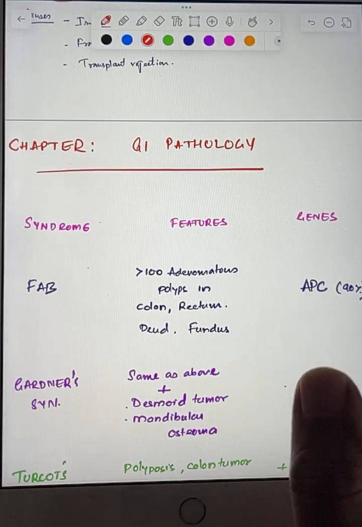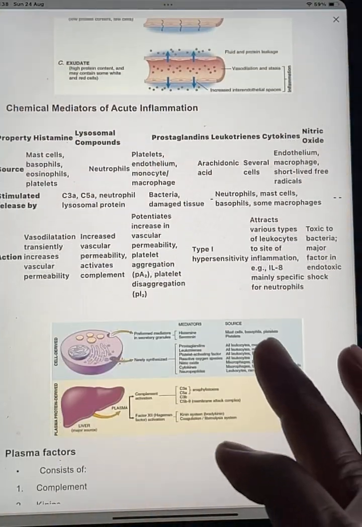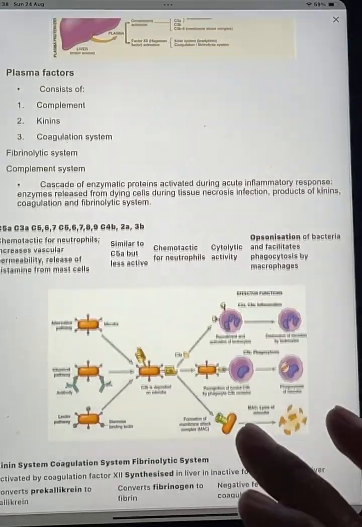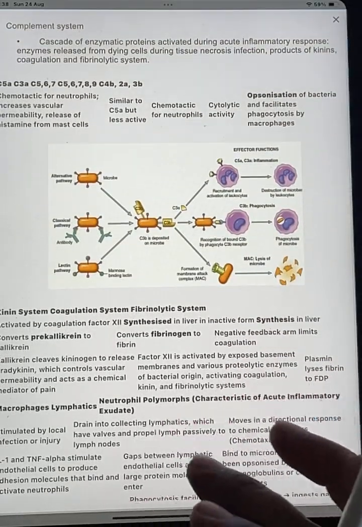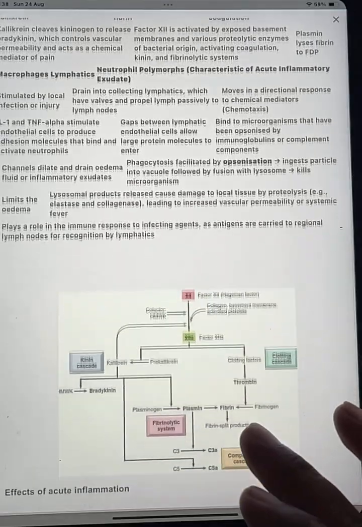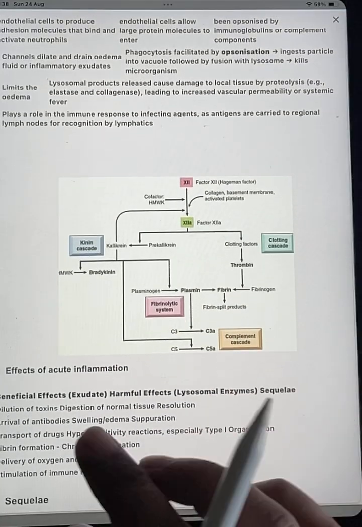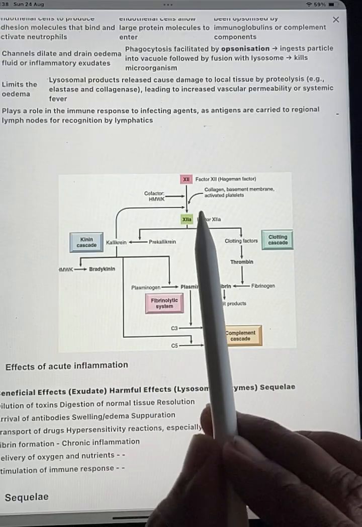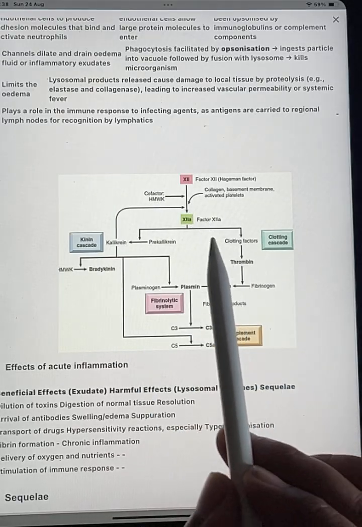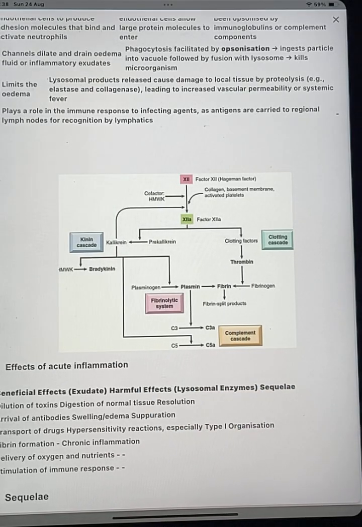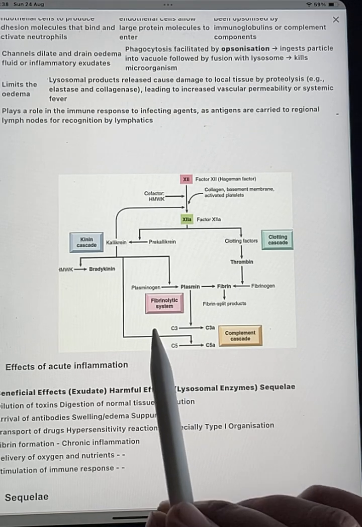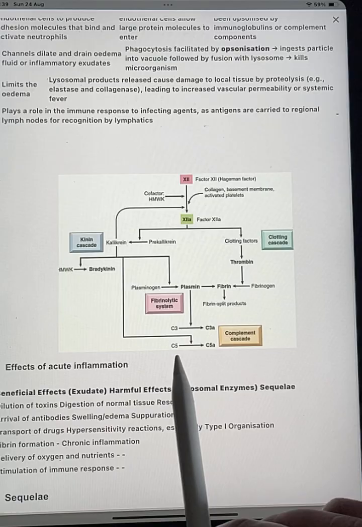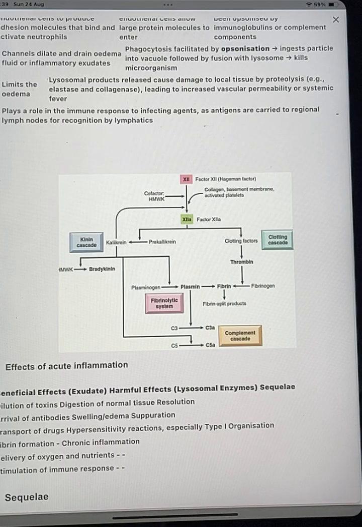Now let's go to the pathways of inflammation. Effects of acute inflammation: kinins. Factor 12 is converted into factor 12A, which activates the clotting cascade as well as fibrinolysis. C3 is activated to C3A, C5 is activated to C5A, the complement cascade.